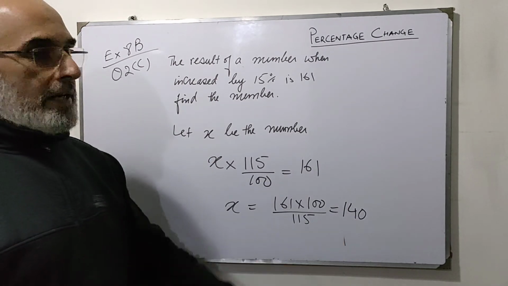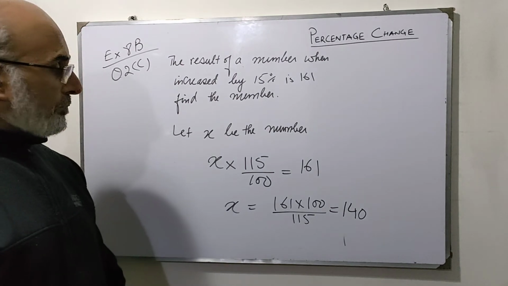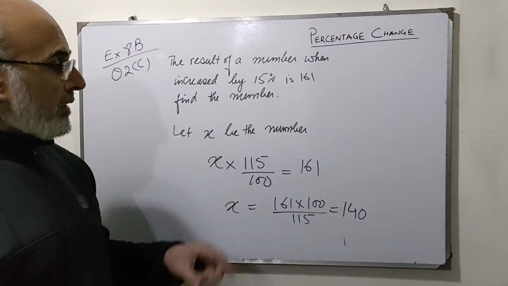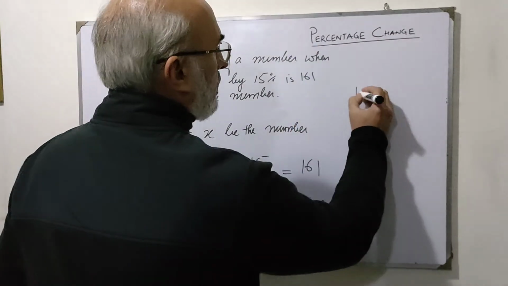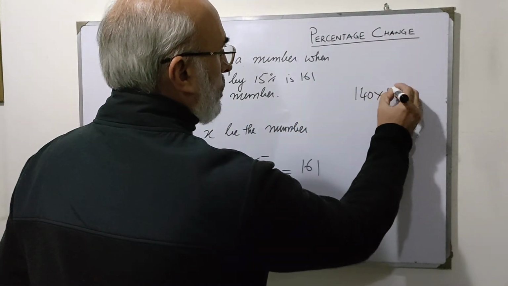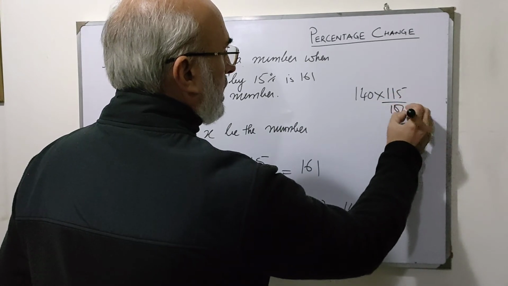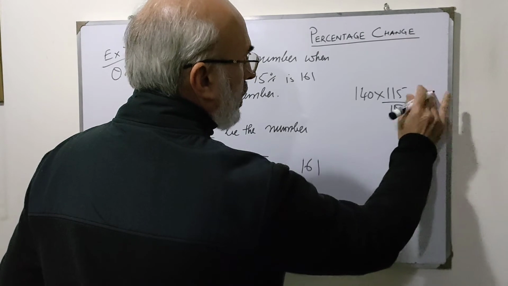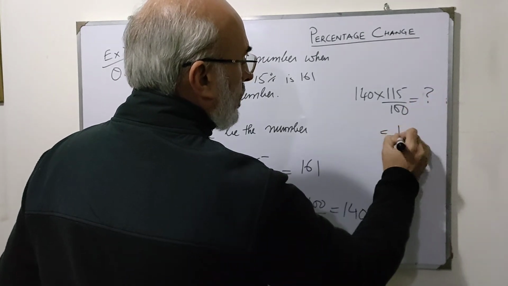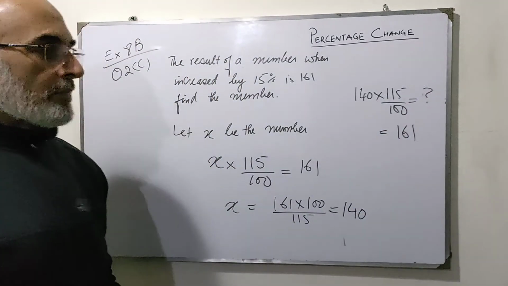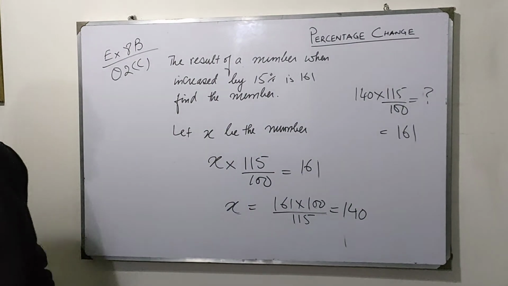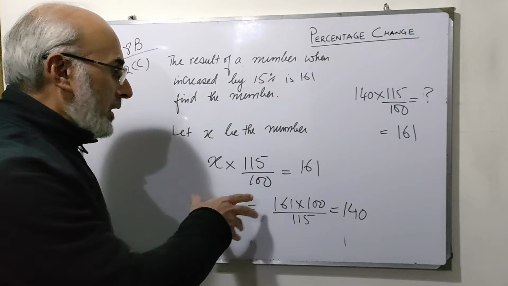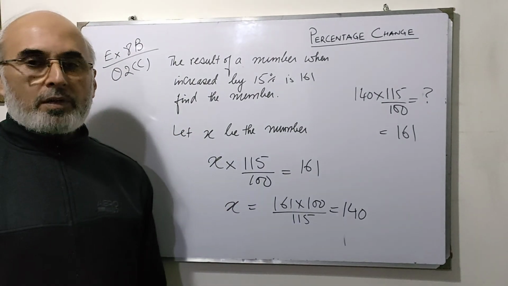We can multiply this number. This is our original number. So instead of x, we can multiply it with this, 140 into 115 over 100, and if you check the result, it will be 161. Okay? So the direct method is very useful in solving this sort of problems.